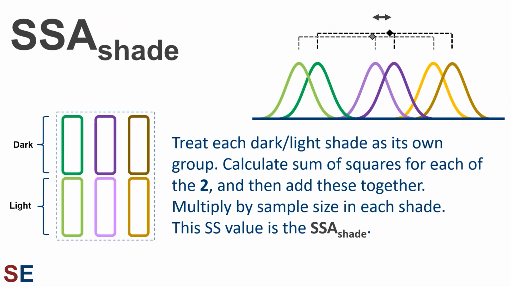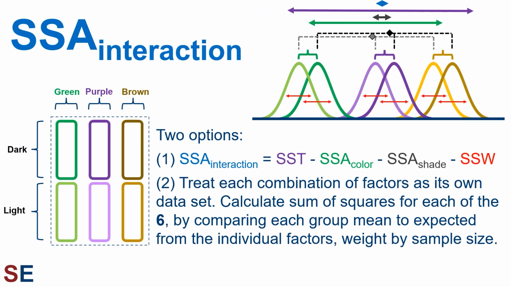How are the means of groups associated with different values of the second factor? For the sum of squares for the shade factor, we treat each light or dark shade as its own group, ignoring the color factor. Then we calculate the sum of squares for each of the 2 shade groups, and then add these together. Again, we multiply by the sample size in each shade to take this into account. This sum of squares value is the sum of squares among for shade, the sum of squares among for the second factor. Finally, for the third sum of squares among factor, the one representing the interaction between the 2 factors.